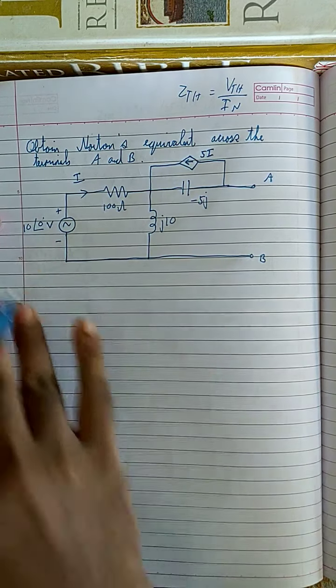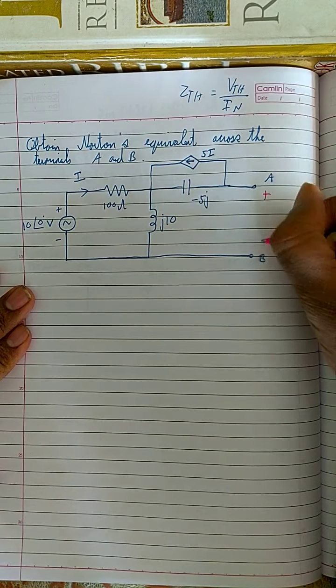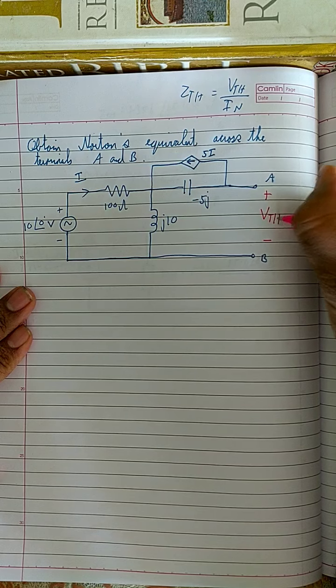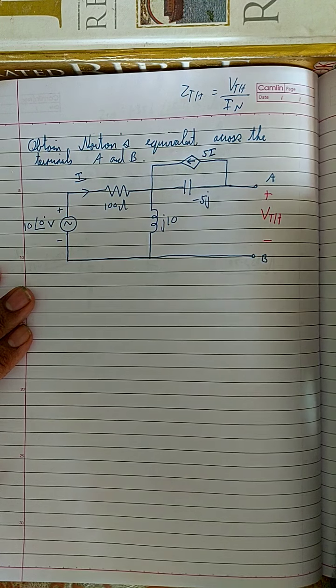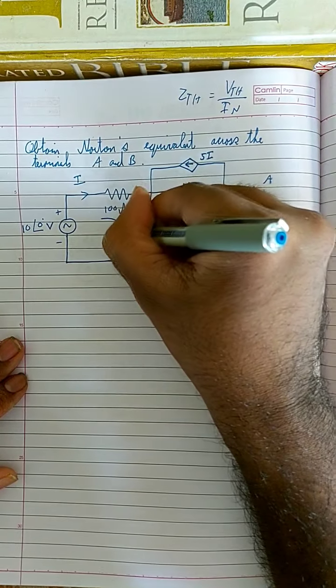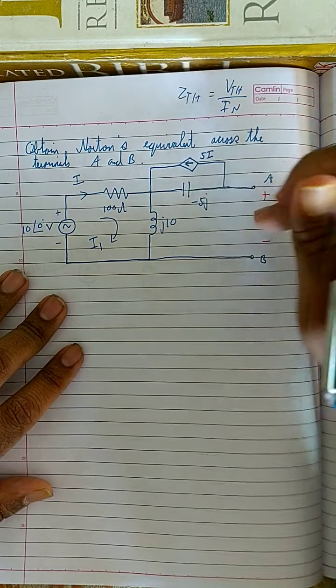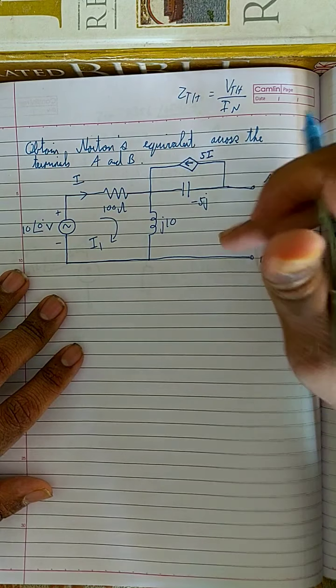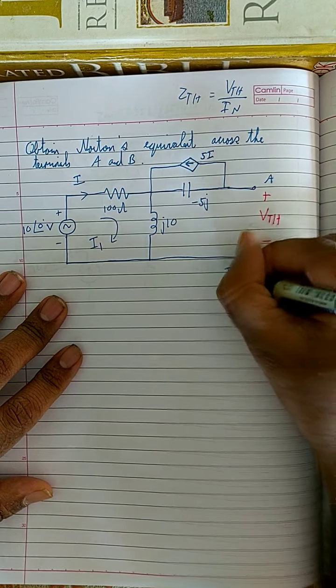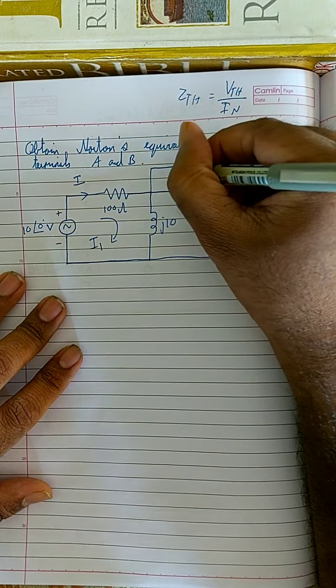So first I will find VTH. VTH is the open voltage across A and B. In that case, by applying mesh analysis, let this be I1, and this is I2, but I'm not going to mark it because this is not a mesh. But I2 is equal to 0. I2 is equal to 0, and here this is I3.